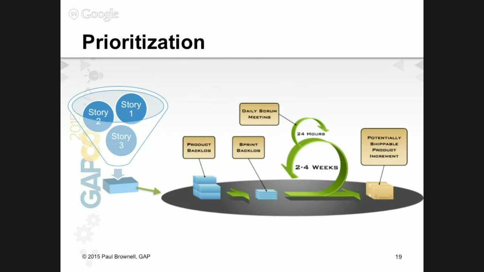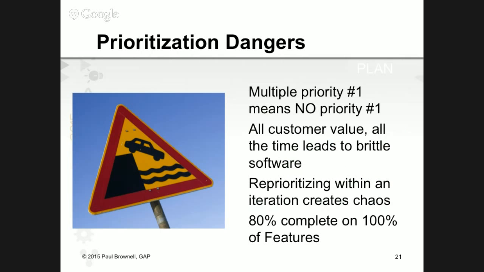So using that prioritization and feeding the priorities into the product backlog is important. Don't drive your car off a cliff. As I talked before, if you provide multiple priority ones, it means there is no priority one. If there's 4, that means the developer gets to choose.